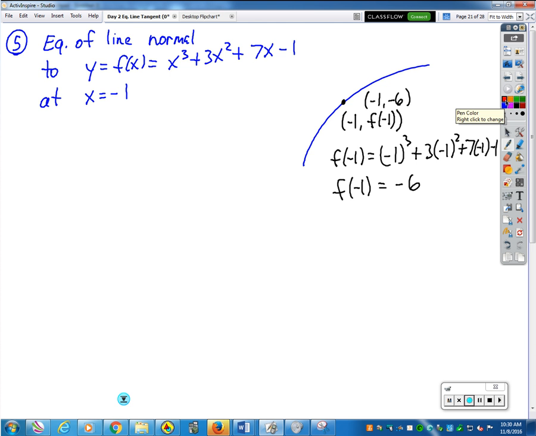Okay, draw your picture, please. We have a line tangent. Draw the line tangent. Line normal. Right, line normal means the line that is perpendicular to the tangent.